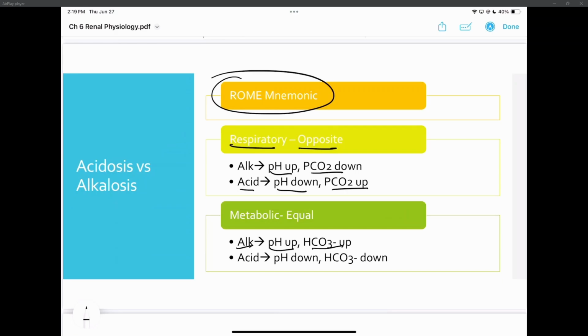So a really fast way to look at them this way as well. In metabolic acidosis, pH is down, and your bicarb is down as well. So respiratory are opposite. pH and CO2 are in opposite directions. For metabolic derangements, the pH and the bicarb are in the same direction, either both up or both down. But they're in the same direction.